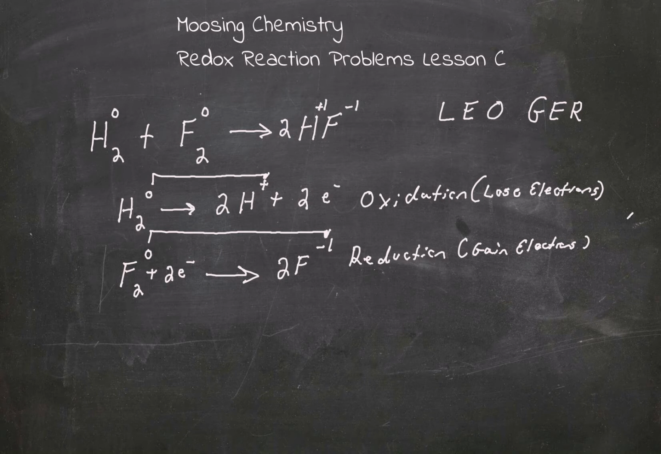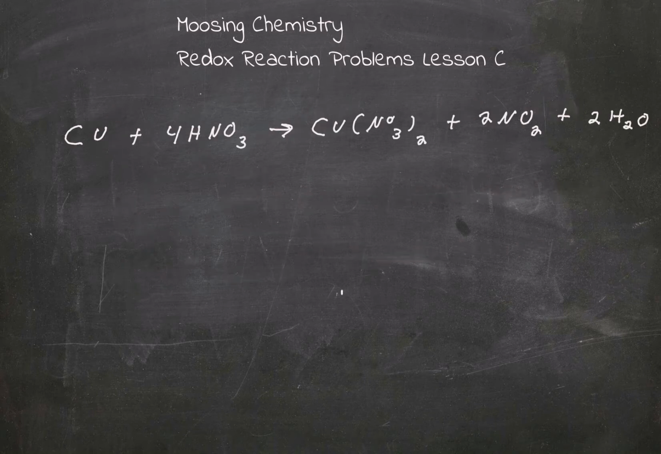So I'm going to go ahead and clear this. Okay, let's look at this one here. Copper plus nitric acid yields copper nitrate plus nitrogen dioxide and water. All right, so let's see what we got here. Copper is 0. Of course, this is a -1 charge for the nitrate ion, +1 for the hydrogen.